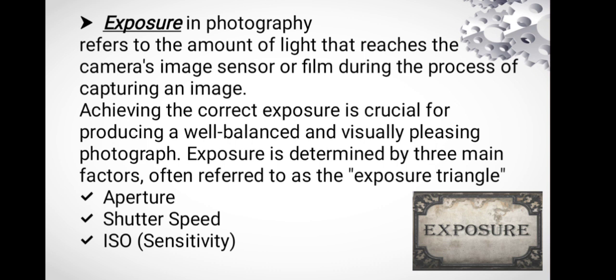So, exposure is determined by three main factors. First is aperture. Aperture is an opening within the lens through which light passes. It is measured in f-stops. A smaller f-stop number corresponds to a larger aperture opening, allowing more light to reach the sensor. Aperture also affects the depth of field, influencing how much of the image is in focus from foreground to background. So, aperture refers to the opening of the lens diaphragm through which light passes.